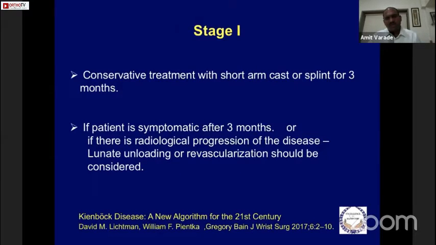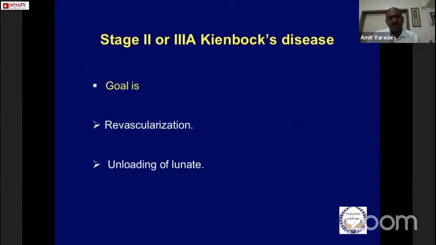When the patient presents to us in stage 1, we give conservative treatment with a cast and splint for 3 months. But if even after 3 months of this treatment the patient does not have any symptomatic relief, and if there is radiological progression of the disease, then we should consider lunate unloading and revascularization. In stage 2 and stage 3A of Kienböck disease, the goal is revascularization and unloading of the lunate.